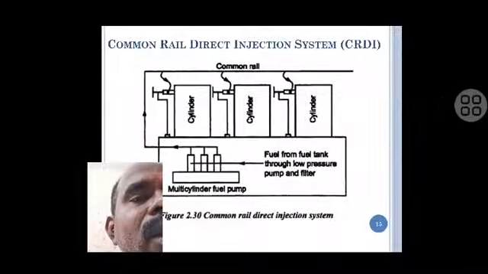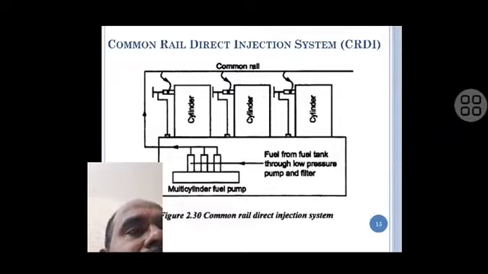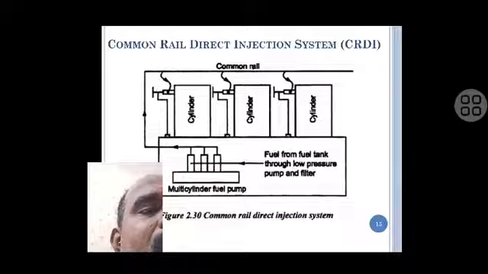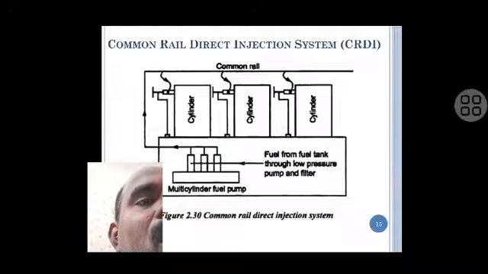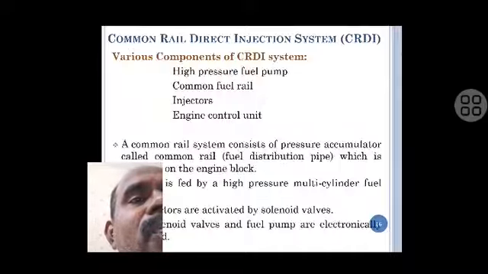Next, common rail. This is the common rail injection system. The diagram shows the working principle of the common rail injection system. Fuel is supplied from the fuel tank by the multi-fuel pump. The common pipeline is there. From that, each and every cylinder gets the fuel injection. That is called the common rail direct injection system.